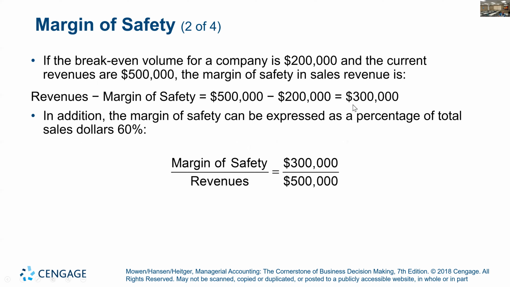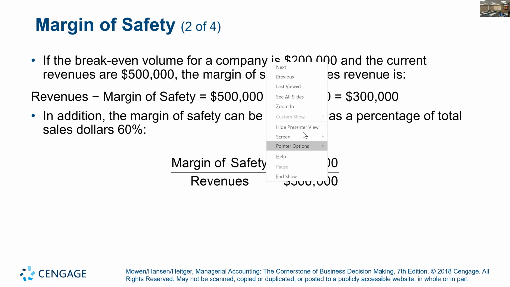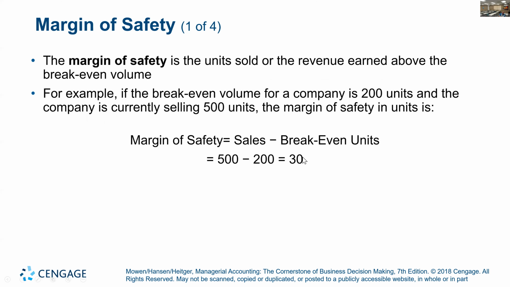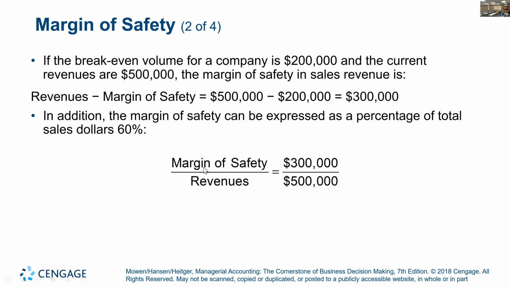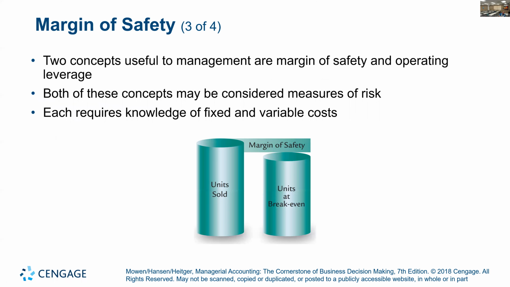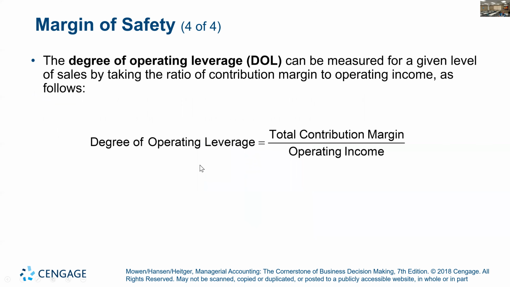Same way we can do it in total. Margin of safety: $500,000 in sales, $200,000 was our break-even in sales. So we have a $300,000 margin of safety in dollars. If you take your margin of safety divided by your total sales, you can even do it on this one. You can take the 300 units divided by the 500 units. Either way, you're going to get a margin of safety of 60%, meaning sales can drop off a lot here before we start losing money.